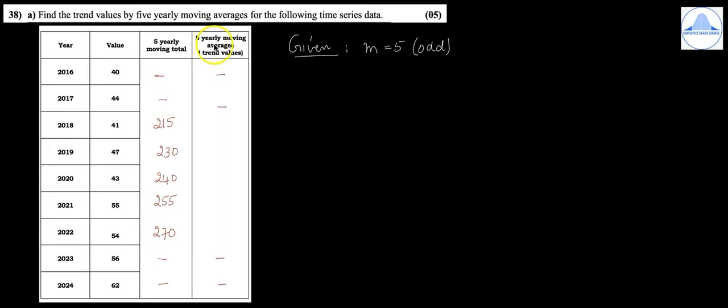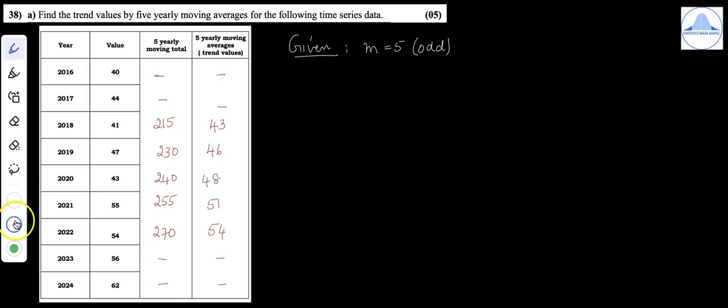Next, we need to find out the 5-yearly moving averages, which is also called the trend values. So it means that 215 you have to divide by 5. So you will get 43. Next you will get 46. Then we get 48, 51 and 54.